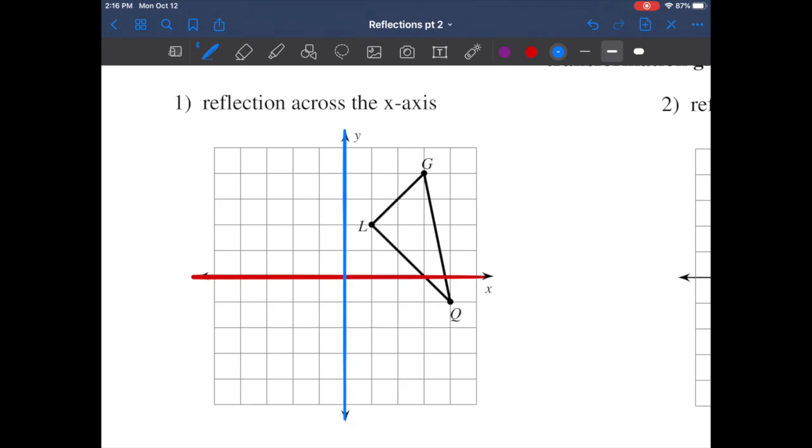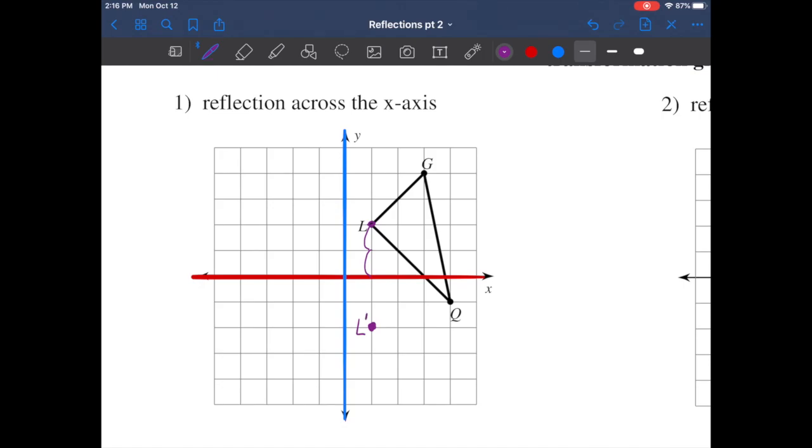Remember, we have to label our L prime, G prime, and Q prime. So which one is our x-axis, the red one or the blue one? It is the red one. So that means we want to reflect our shape across the red line. So I'm just going to do my easy counting. So here's one spot. Here's another spot. How far is L from the red line? It's two spots. So I'm going to count 1, 2, and that's where my L prime would be.